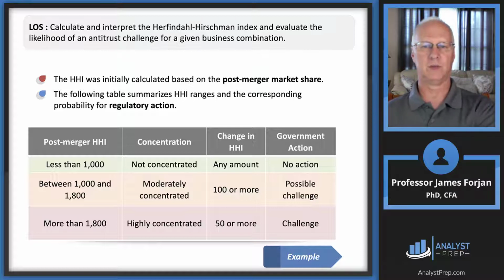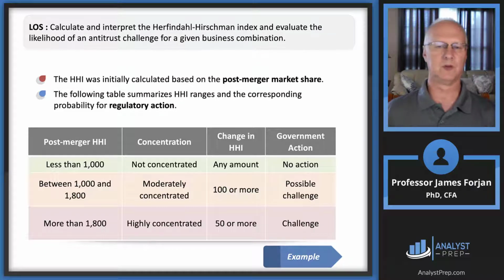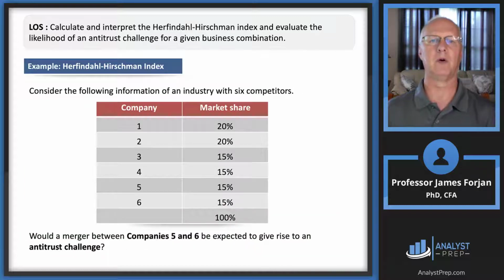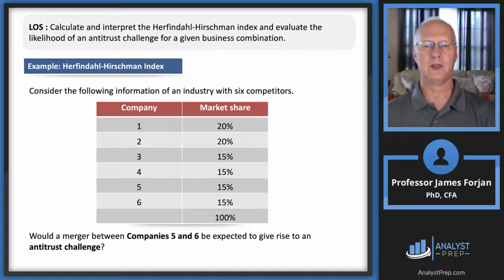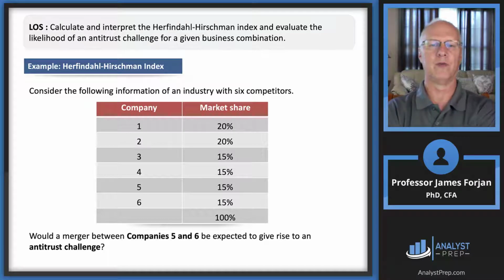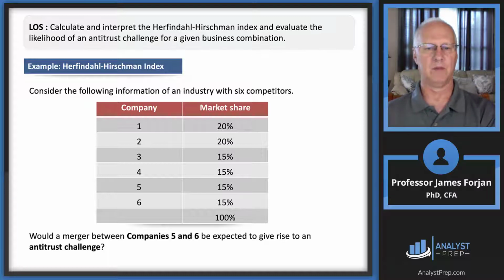The other column that's important in there is the change in this index. So 100 or 50, I would memorize those numbers as well. And let me just show you what I mean by a quick example. Let's suppose we have an industry with 6 competitive firms, and notice that the competition is pretty evenly spread. Even though you have 2 firms who are probably considered to be the market leaders, you have another four firms right behind them. So here's the question: a merger between 5 and 6, would that give rise to an antitrust challenge?